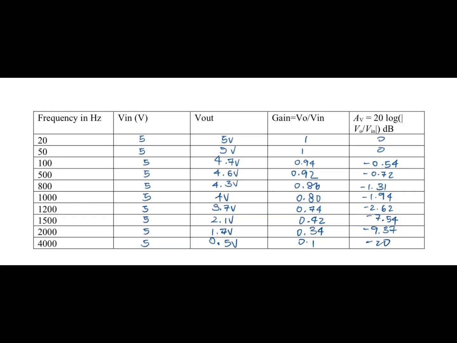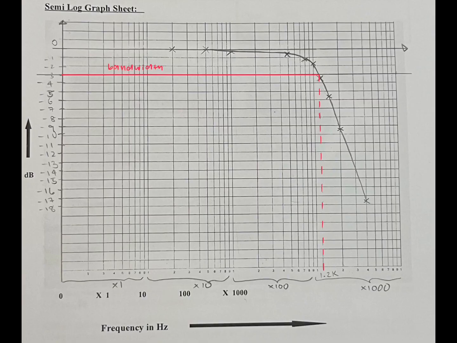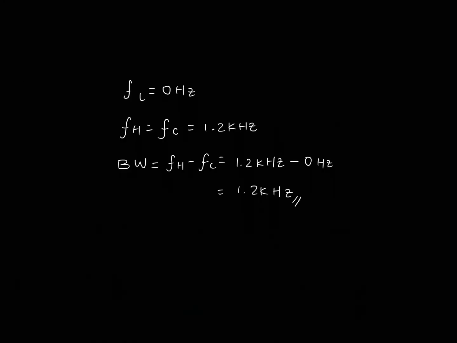Based on this table, we can conclude that when frequency is at 500 Hz, the filter is at about unity gain. But once the frequency is above 500 Hz, gain and the output will start to drop. So, based on the frequency response curve, the minus 3 decibel line would be at negative 3 decibels. The high frequency will be at 1.2 kHz, and therefore the bandwidth would equal 1.2 kHz minus 0, which is 1.2 kHz, which is similar to the cutoff frequency calculated.